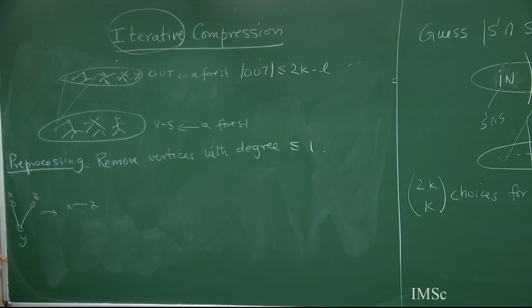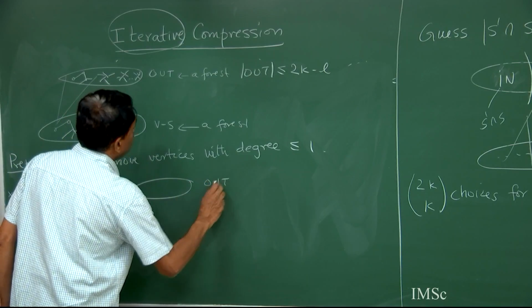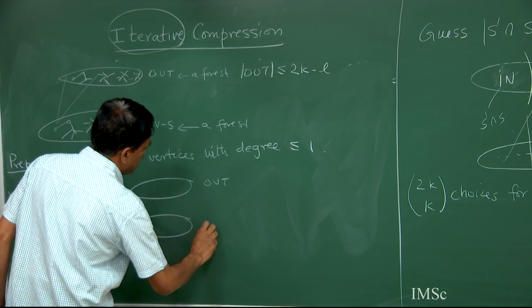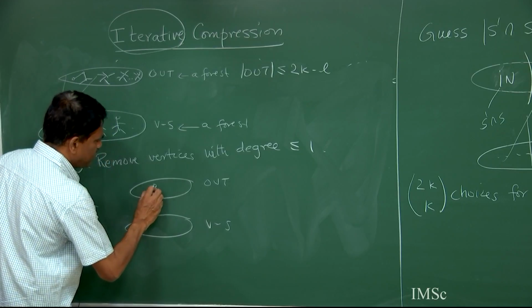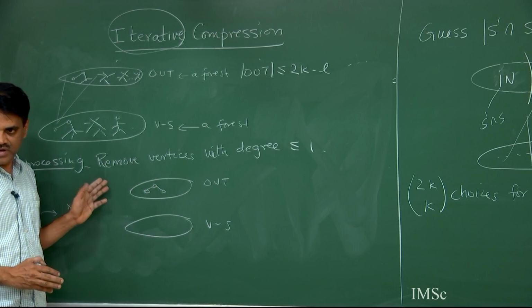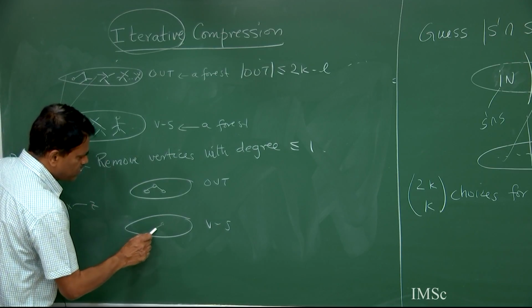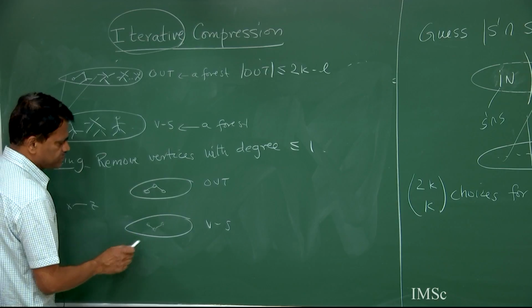Okay. So what are all possible degree 2 vertices? So I have S and I have V minus S. If I have a degree 2 vertex here, I can do this short circuiting, no problem. The same earlier argument works. If I have a degree 2 vertex like this, I can do that, no problem.